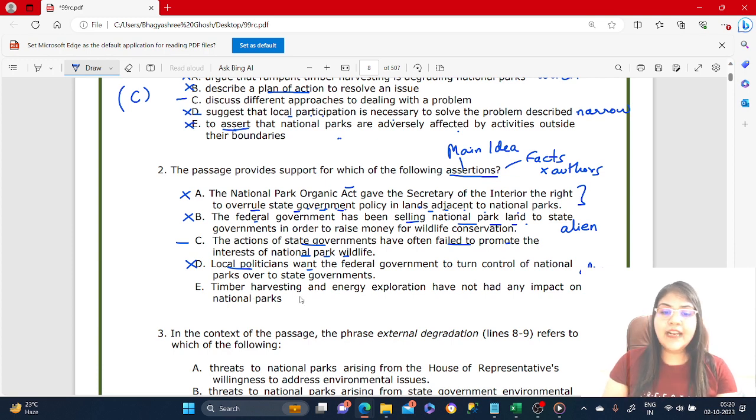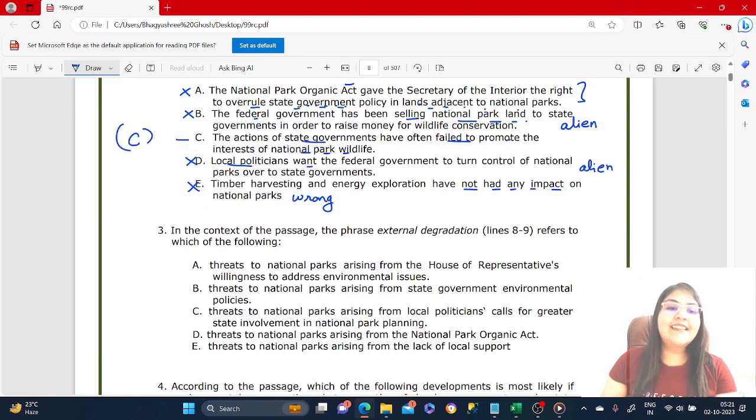E. Timber harvesting and energy exploration have not had any impact. Wow, no, not at all. This is really a wrong option, because timber harvesting and energy exploration is what the locals are doing. That's why the national park is getting degraded from outside. That is why this passage is written. So of course it cannot be E. So we are left with C. So the answer is C. Let's check the next question.